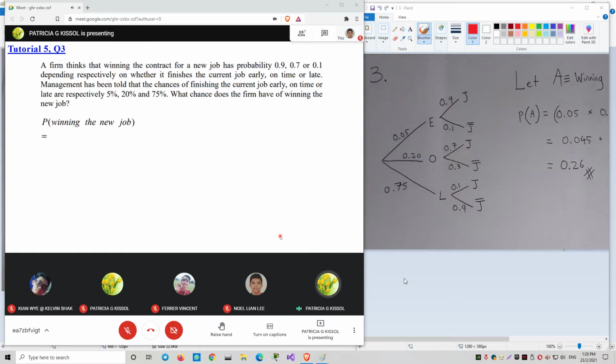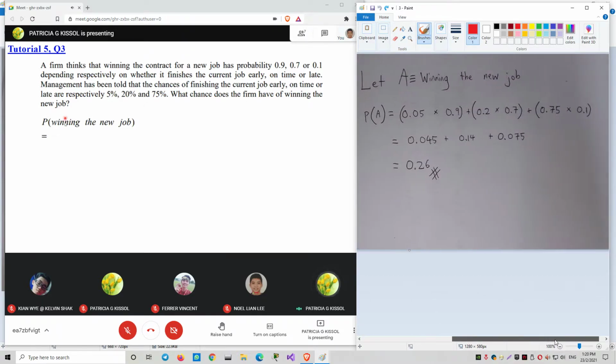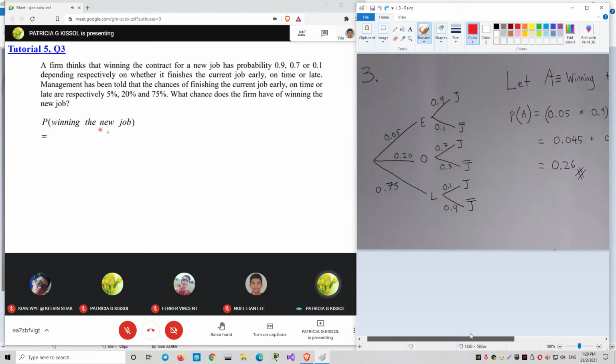This is question 3. Now this question 3 also didn't ask you to draw a probability tree, and basically I also didn't draw the probability tree, so I hope I won't make a mess here. But the question is asking what chance does the firm have of winning the new job? So that's why it's written here, probability of winning the new job.